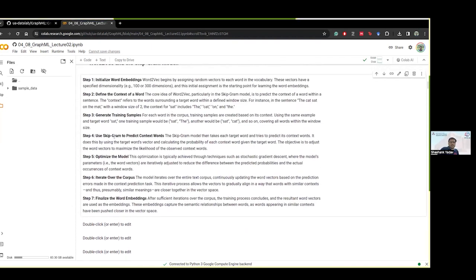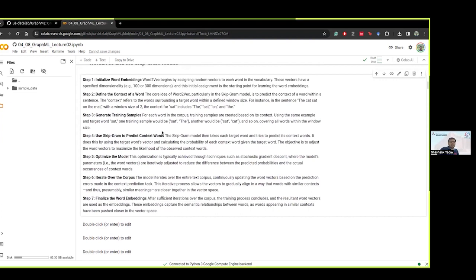Okay, next is the skip-gram model, which takes each target word and then tries to predict its context words. What it means is that if you're given the word "sat," then it tries to predict the words before and after "sat." And this way you can learn contextualized embeddings of different words.